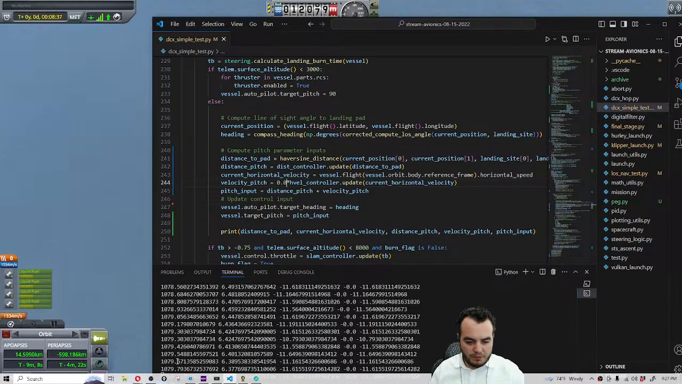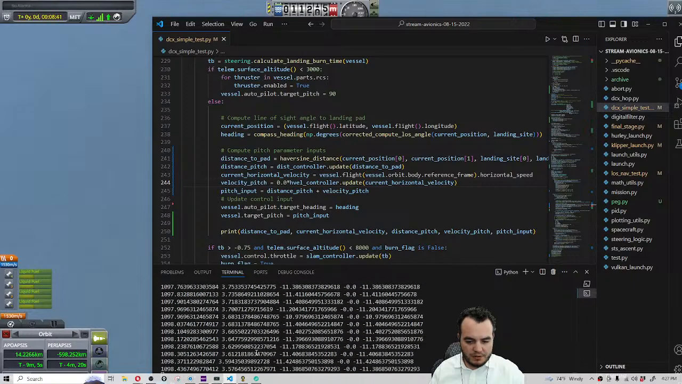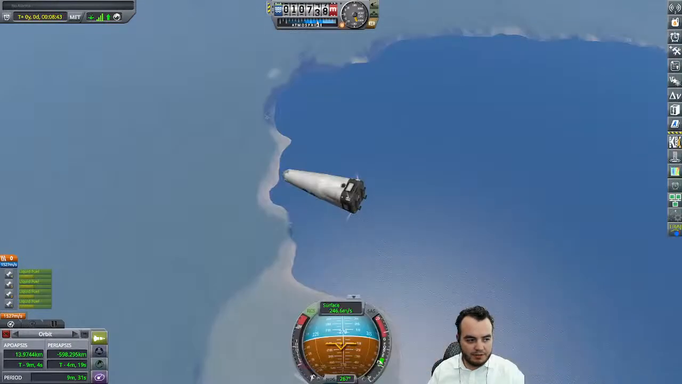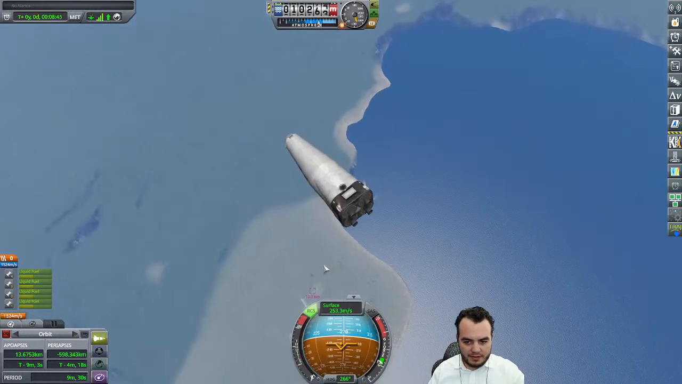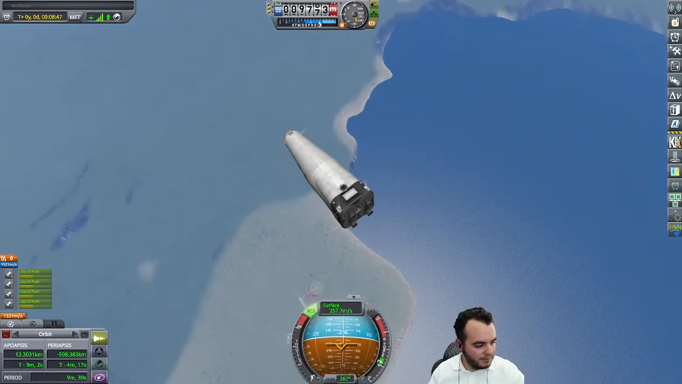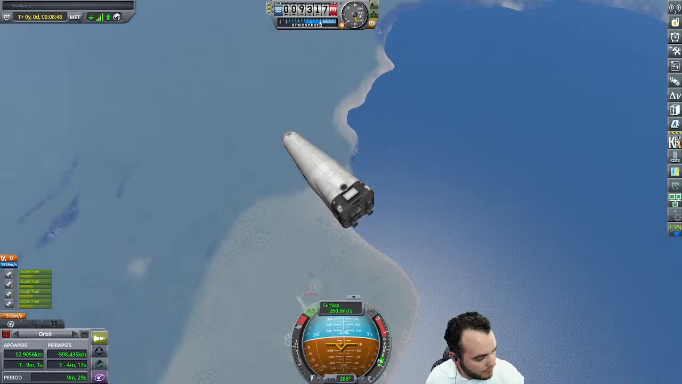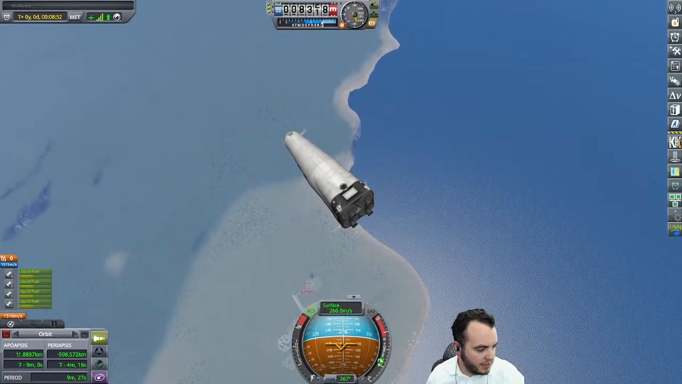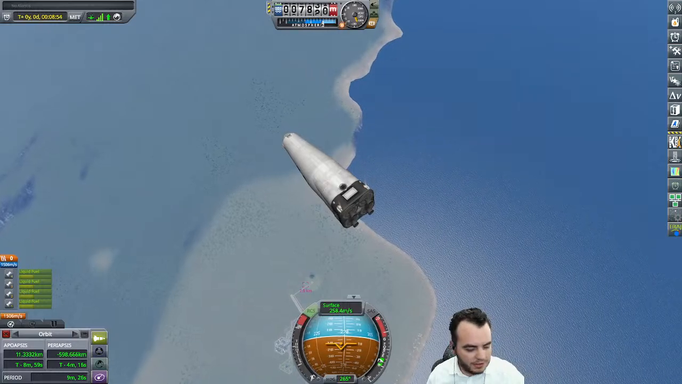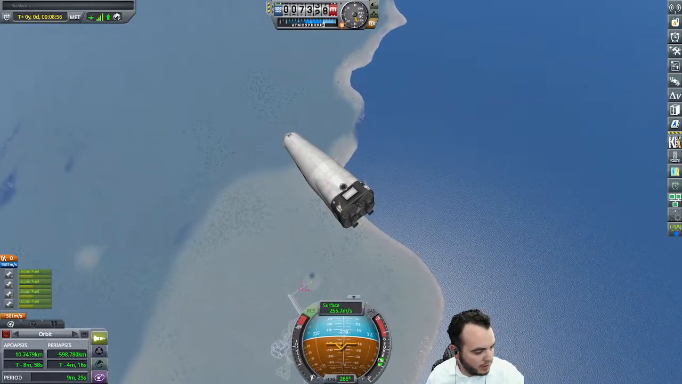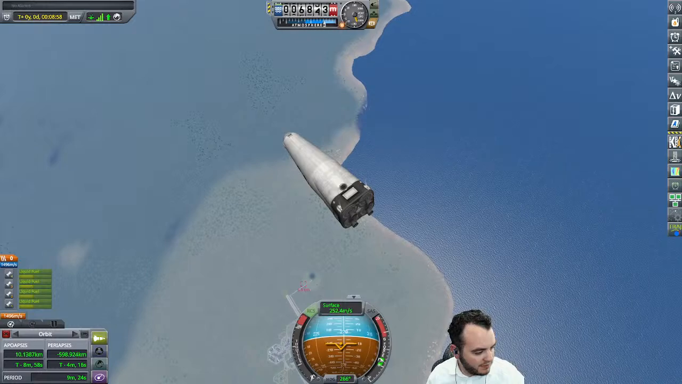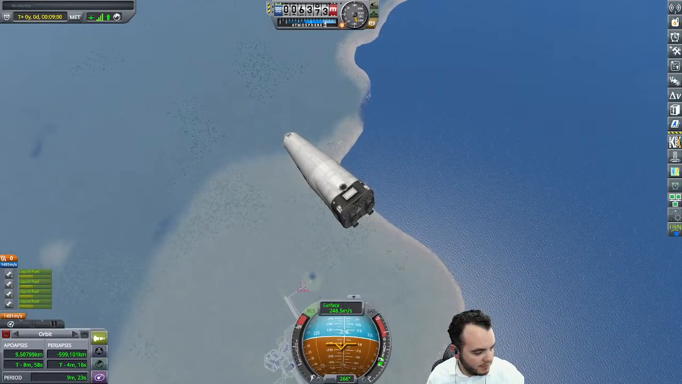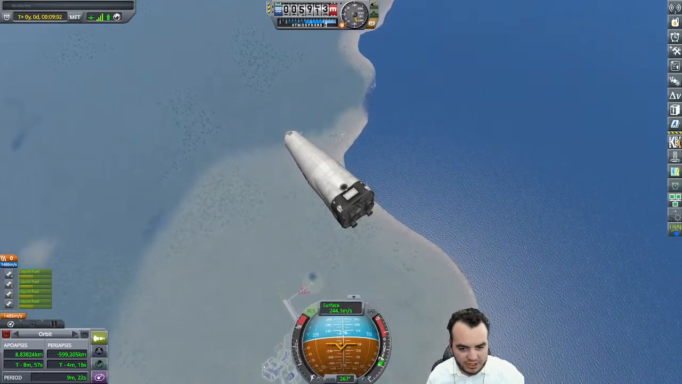We are actually moving further away from the pad though, but we are starting to slow down, but our pitch is -11. Looks like we're doing pretty good there. All right, pitch is now -9, looking good. As we're moving closer, pitch is now -6, -5. Horizontal velocity is huge though.